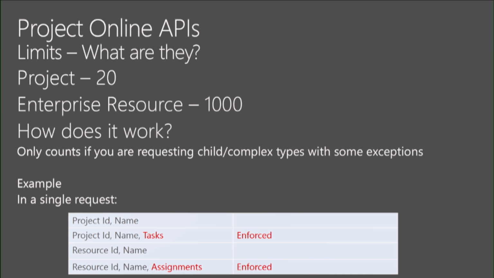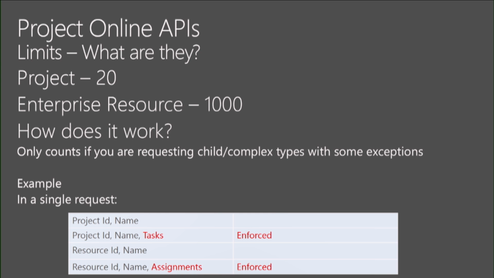So for projects right now, the limit is 20. And for enterprise resources, the limit is 1,000. Now, I want to be a little more specific on how that works. If you request project-level fields, and the simple fields like project name, project start date, so on, there is no limit. You can request them for all your projects in your tenant. However, when you start asking for more complex things like who the owner is or the tasks for that project and custom fields for that project, basically anything child-related, you can only ask for that information for 20 projects at a time. Does that make sense to everyone?